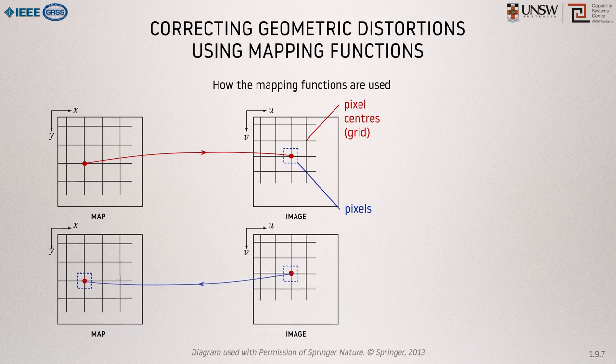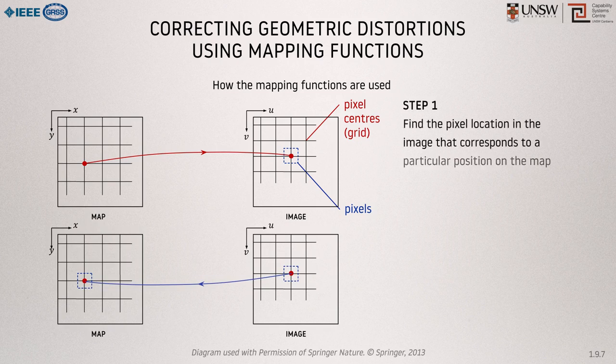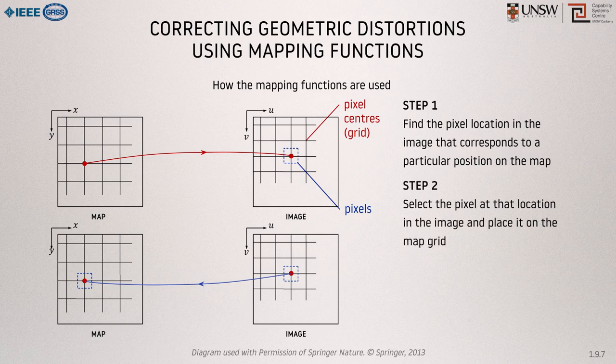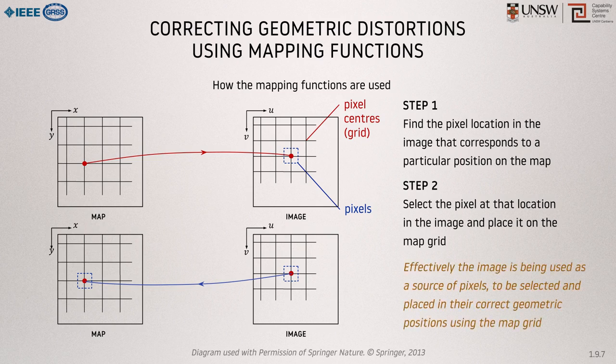This slide shows the process broken into the two individual steps. At the top, we find pixel locations in the image which correspond to pixel positions on the map. On the bottom, we transfer the pixel from the image onto the map grid. This is just a small point, but it is worth noting. The pixels that are centered on an image grid, the map or recorded image, are of such a size that adjacent pixels join up against each other.